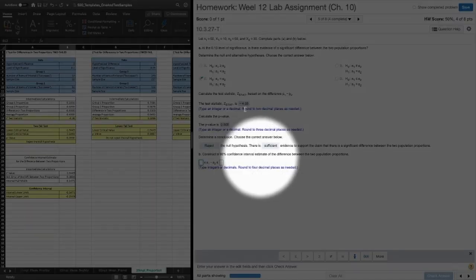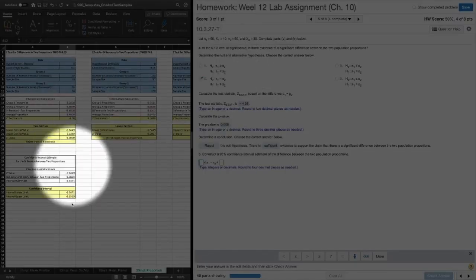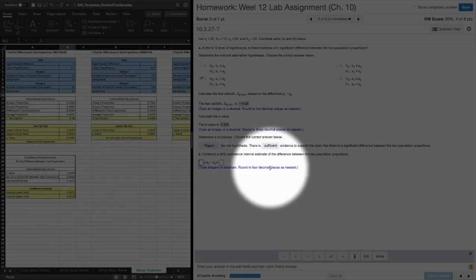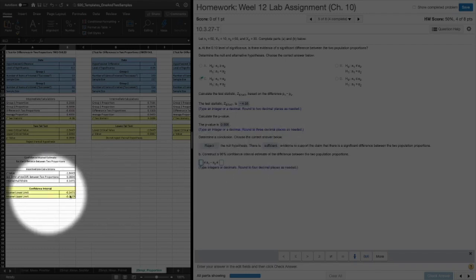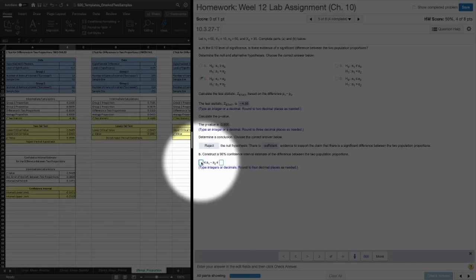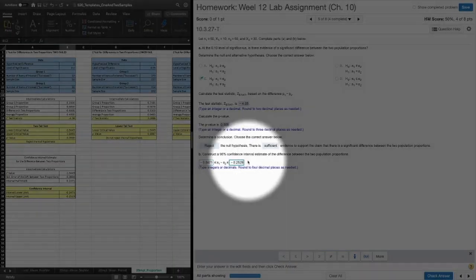90% confidence interval, that's still the same alpha, so we can just read the values from here. They want 4 decimal places, so let's get these values. There they are.